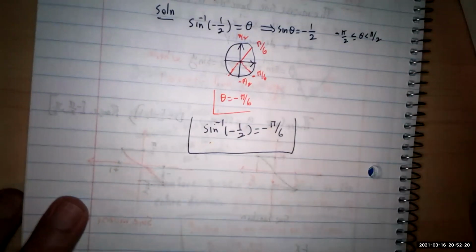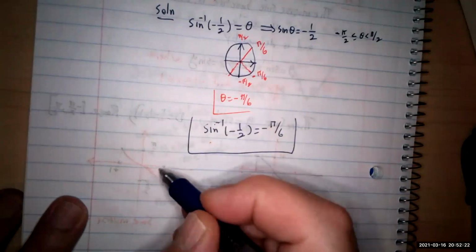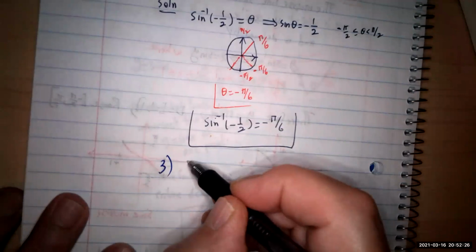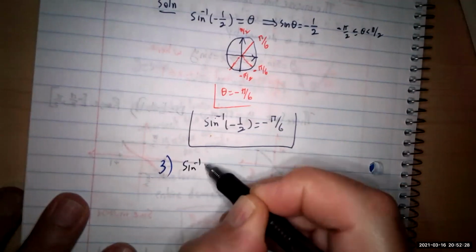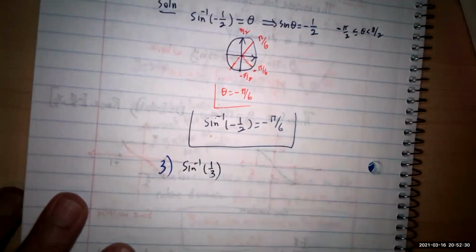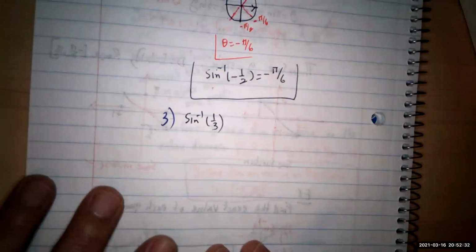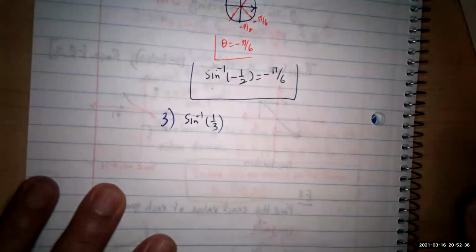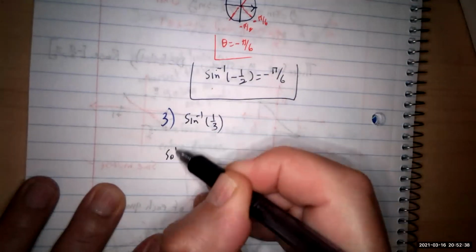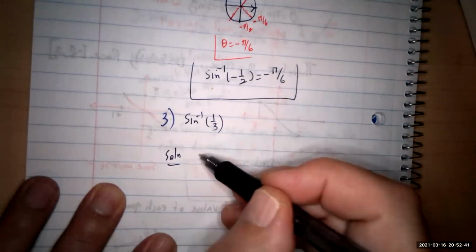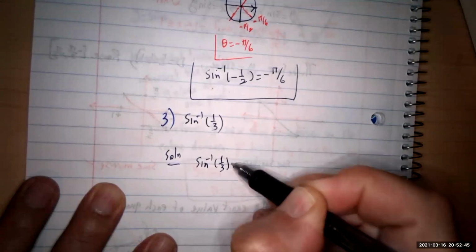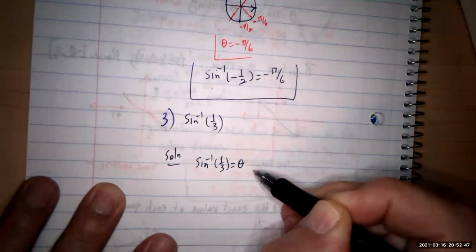Sometimes that number is not going to be on the unit circle. So if they ask you for sine inverse of 1/3, you are going to use the terms that we talked about. The solution is going to be: you let sine inverse of 1/3 be equal to theta first.